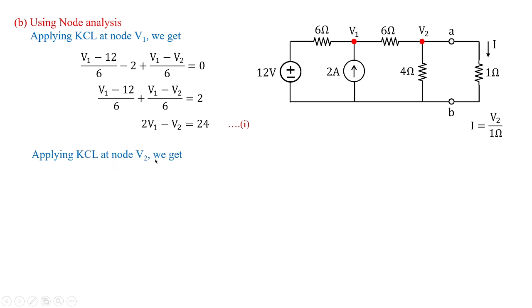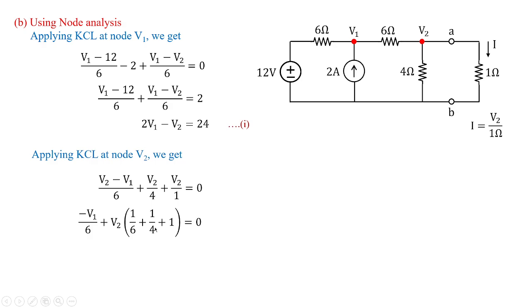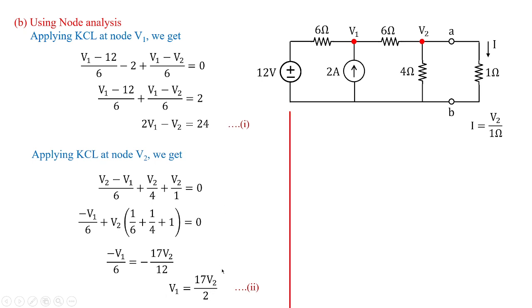Similarly, applying KCL at node 2, we are going to get V2 minus V1 by 6 plus V2 by 4 plus V2 by 1 equal to 0. It's nothing but assuming this to be the dominating node when I'm considering node 2. So simplifying this equation, I'm going to get V1 is equal to 17 V2 by 2. So you just need to solve equations 1 and 2 simultaneously and you're going to get the value of V1 which is 12.75 volts and V2 is equal to 1.5 volts.